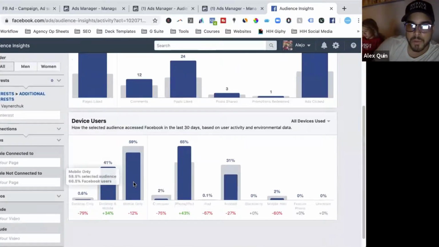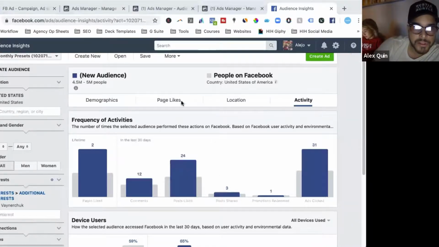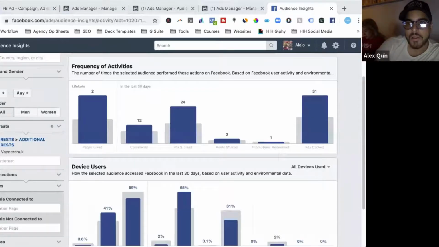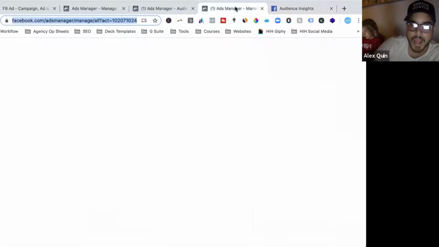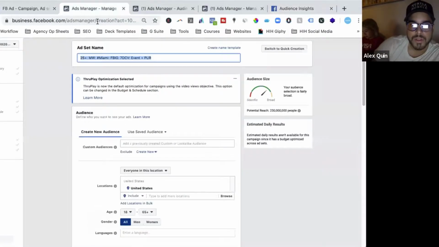Most of these people are on mobile, right? They remain active on social media. So you start seeing so many things that you could take into account when you're in the Facebook Ads Manager trying to create your ads, to pick your audiences, right? So here we're targeting people in Miami for the mastermind.